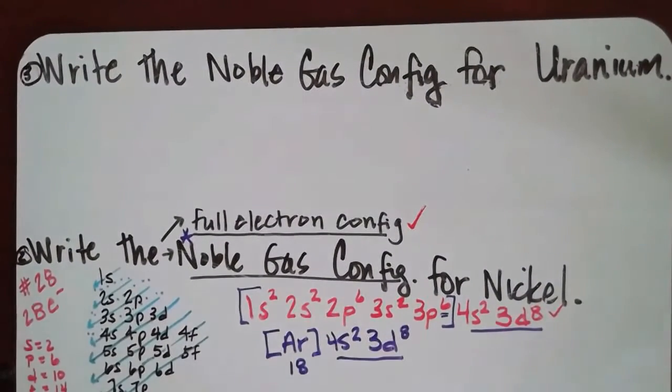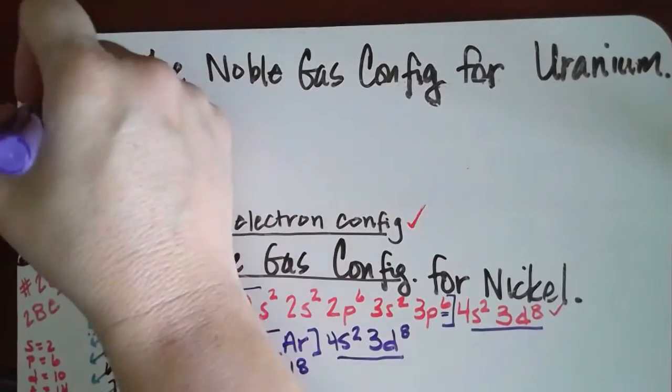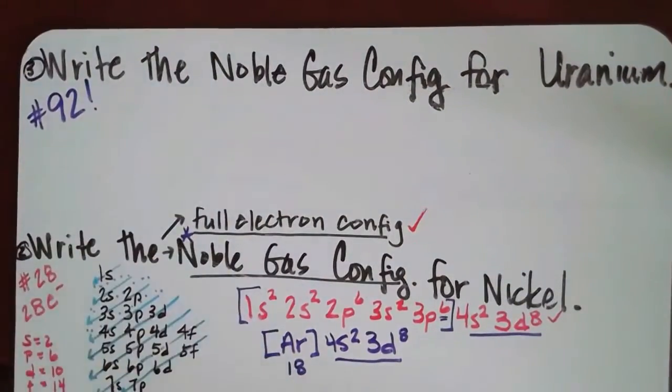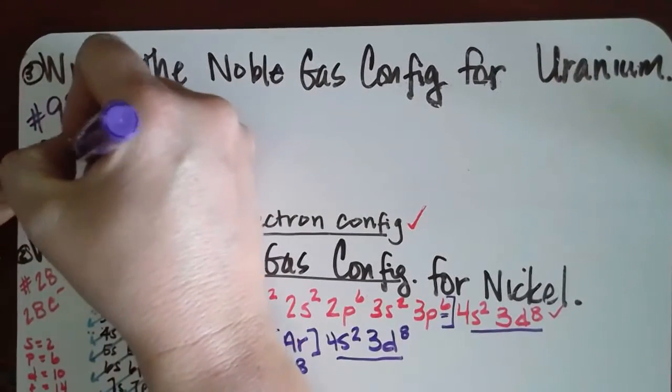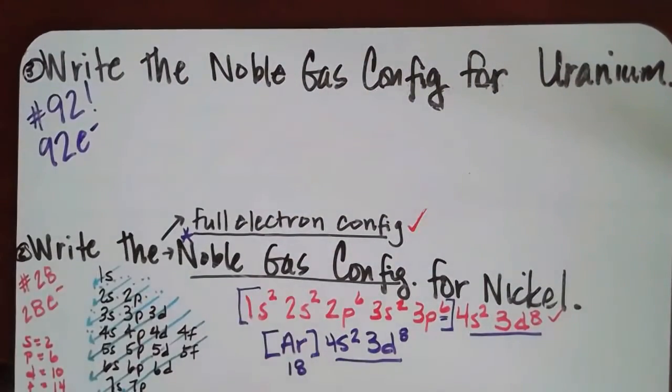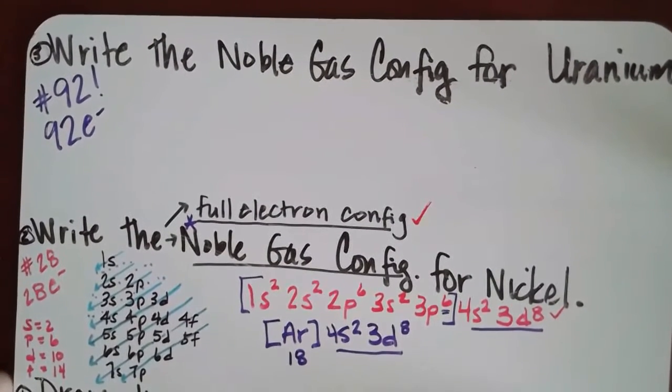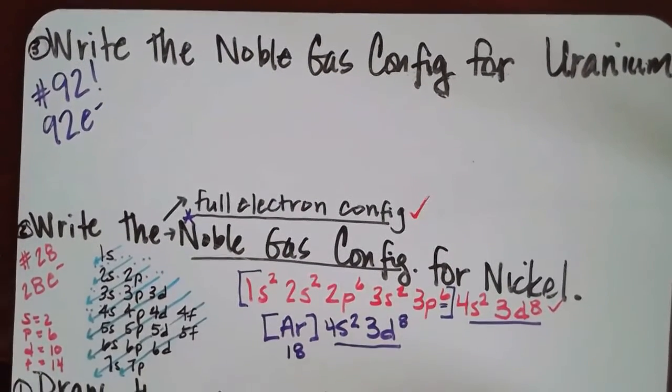All right, so I'm going to go very, very quickly to uranium because I know I've already bored the majority of you to tears. Okay, so here we go. Uranium is number 92. That's a lot of electrons. 92 electrons. No one wants to write out 1s2, 2s2, 2p6, 3s2, 3p6, 4s2, 3d10, and so on. Instead, let's do the shorthand method.